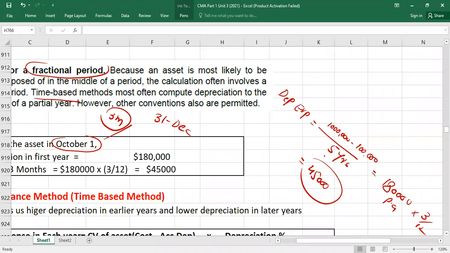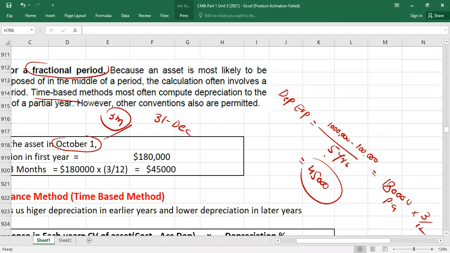Right? Understood? Because this fraction sometimes we need to apply. Sometimes you might buy the asset in the middle of the year or at the end of the year. Sometimes you might sell the asset in the middle of the year, right? The time fraction sometimes you need to apply.